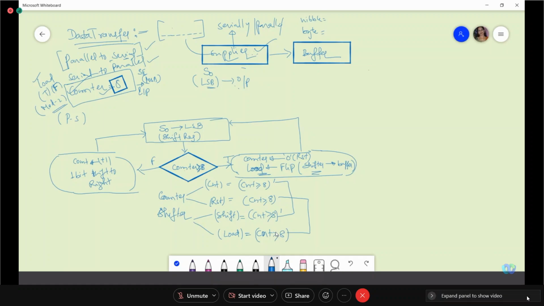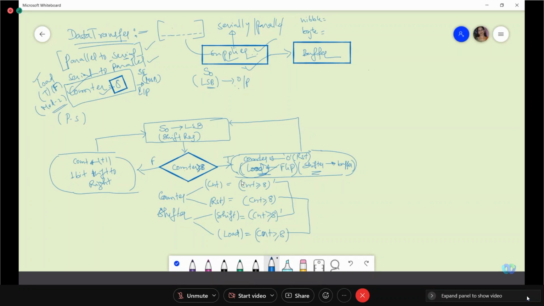Okay. And one more signal, we are flipping this, which means we are giving an indication to the supplier to supply the data. So maybe we can issue a load signal to the supplier.